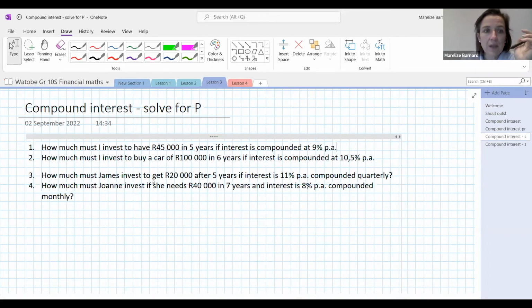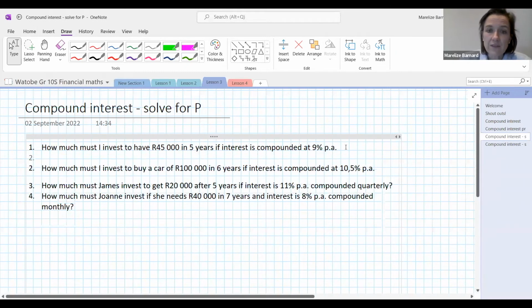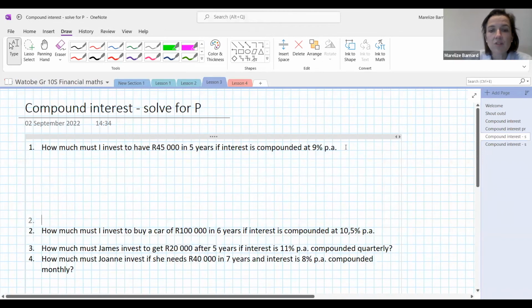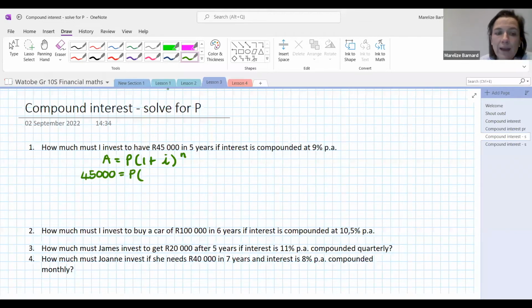So let's see. How much must I invest to have 45,000 Rand in 5 years if interest is compounded at 9% per annum? Okay, I'm going to do this first one with you. And let's start with our formula, which you've now seen many times. So I want to have 45,000, so that is my A value. P is the principal amount. How much must I put away? That I don't know. So we're going to leave it as P.